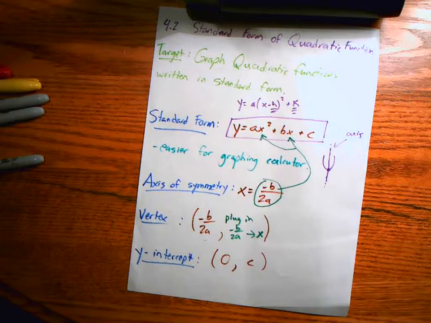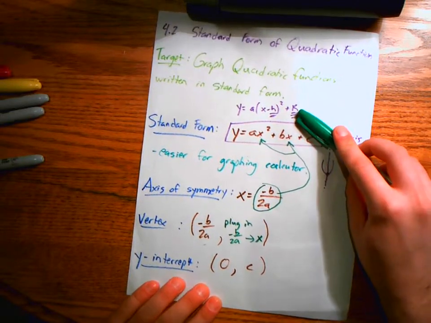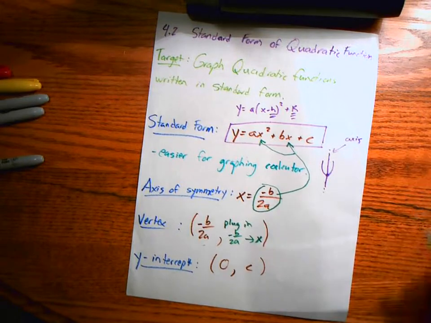Some forms are a lot more useful than others. It just kind of depends on the situation. But what I would like for you to get is that standard form and vertex form both have their uses, and you need to be comfortable with both of them at the same time.